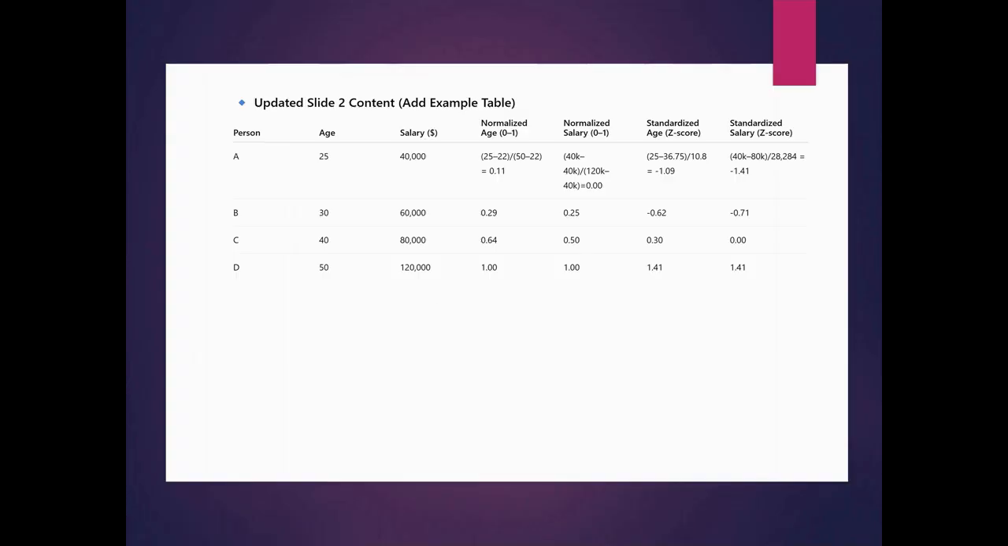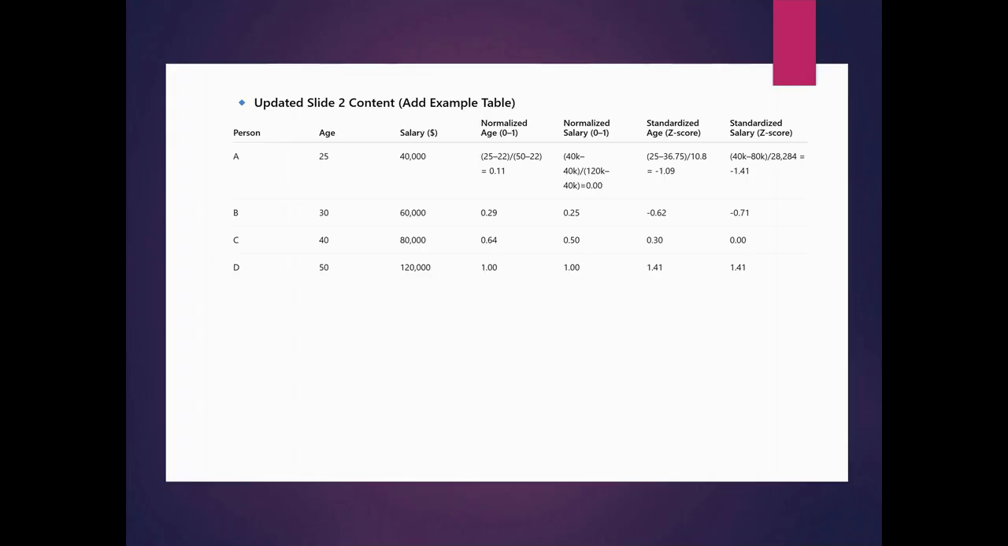As human beings, that's fine. We understand these are just two different units: one is years, another is dollars. But to a machine learning model, everything is just numbers. The model doesn't know that 120,000 is a salary and 50 is an age. It only sees the magnitude of these numbers, which is the highest number.